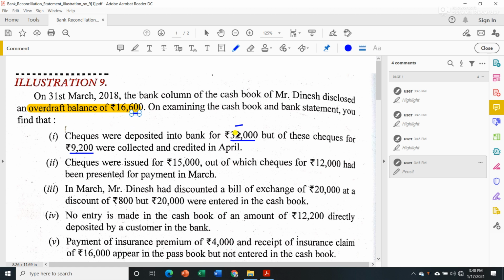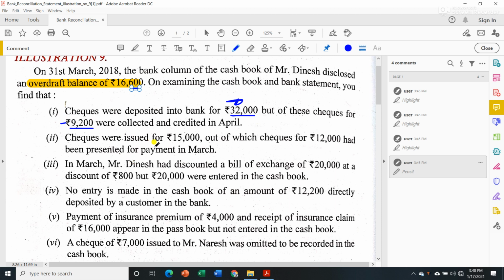Sorry, again: 32,000 is showing in our cash book that we received. But we didn't receive 32,000 exactly in the month of March. 9,200 was received in April. That means 9,200 was actually missing in the month of March, so that 9,200 will be deducted from the cash book, because we are showing 9,200 more that we received in March. So we will simply deduct this one. This is not the difference, but this 9,200 will be deducted from our cash book.